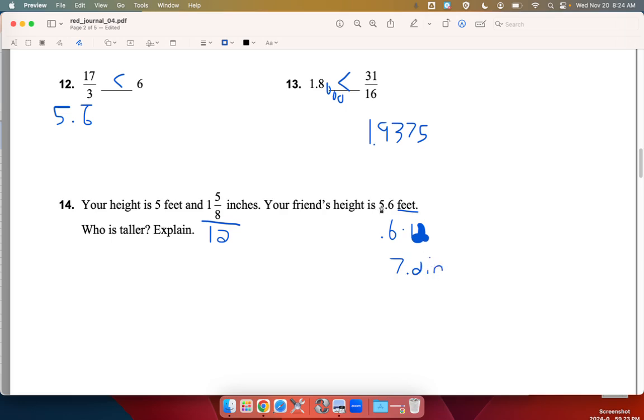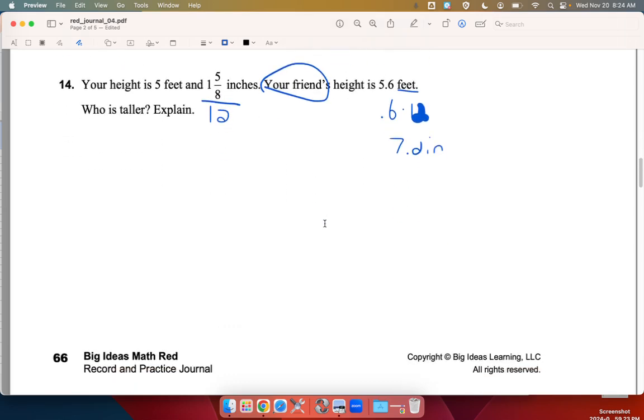Well, your friend is 5 feet 7 inches. And your height is 5 feet and 1 5/8 inches. So who's taller? Your friend. Explain. They are 6 inches taller. Their height is taller. You can explain it many different ways.